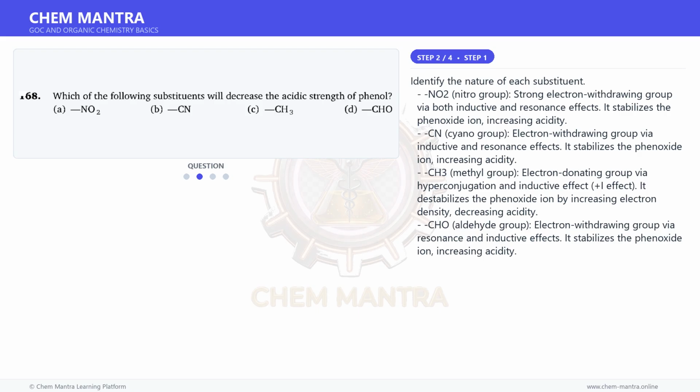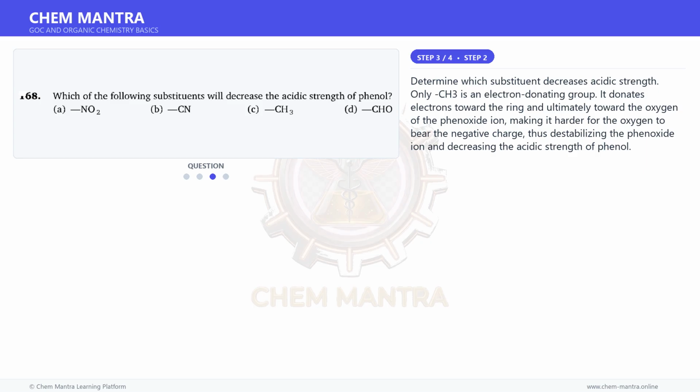CHO, aldehyde group: an electron withdrawing group via resonance and inductive effects. It stabilizes the phenoxide ion, increasing acidity. Moving on to the next step. Determine which substituent decreases acidic strength. Only CH3 is an electron-donating group.